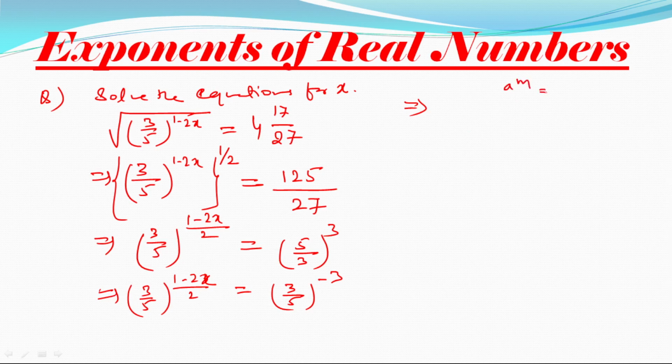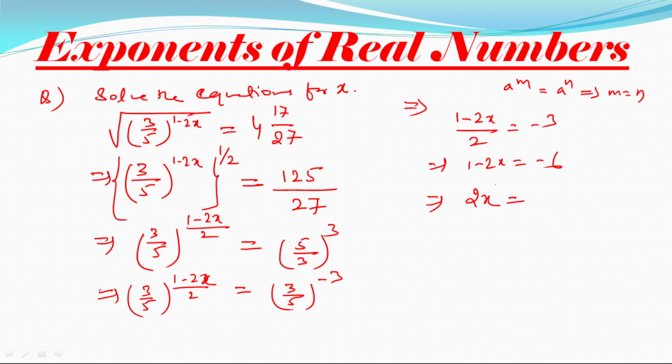I told you that if a to the power m is equal to a to the power n, it means m is equal to n. Utilizing this particular formula of law of indices, we can say that (1 minus 2x) by 2 is equal to minus 3. 1 minus 2x is equal to minus 6. So 2x can be taken to the other side, it will become positive, and minus 6 can be brought this side, so 1 plus 6 will get 7, and we will be getting x equal to 7 by 2. So this is the value which we need to find out.